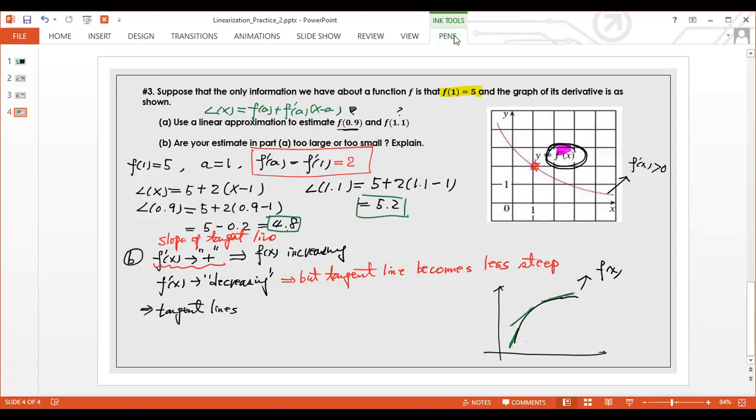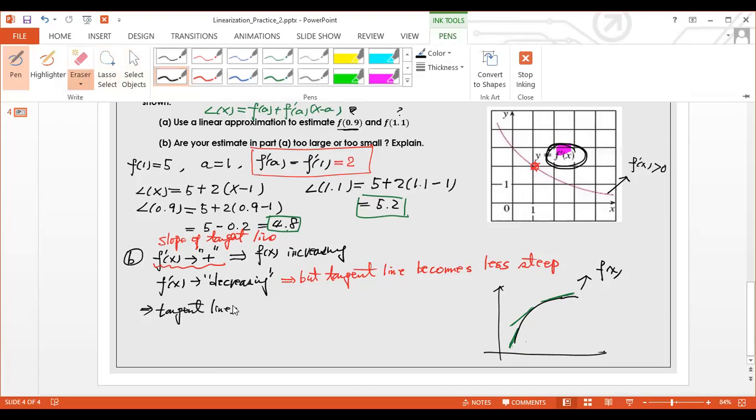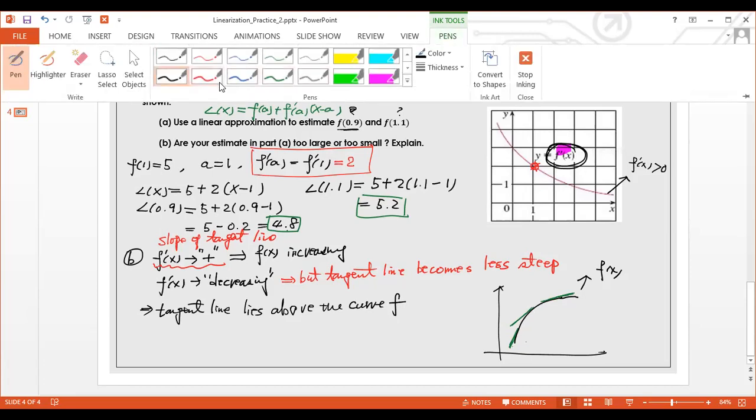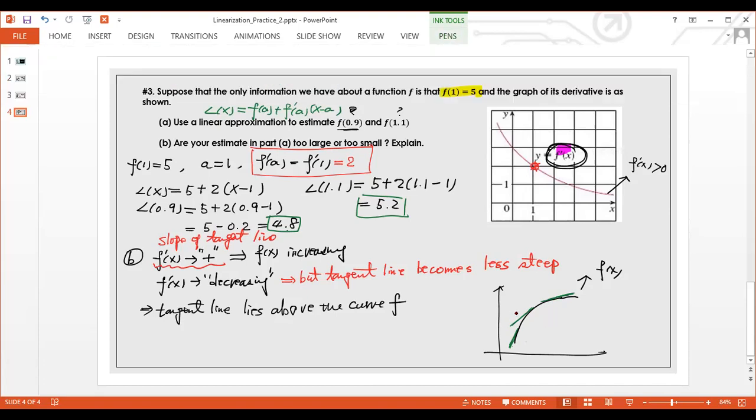So combine these two pieces of information. The tangent lines here lie above the curve, above the f curve. And we also know the tangent line is the linear approximation. So whatever we find for 4.8 and 5.2, for example, this is the 4.8 and the 5.2.